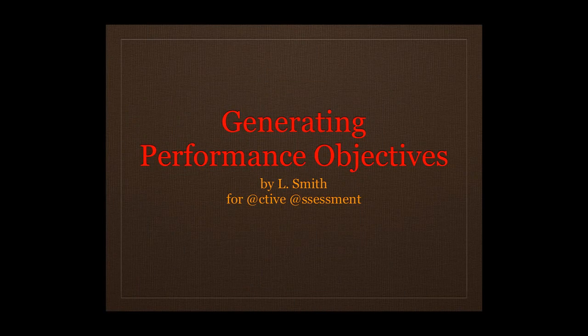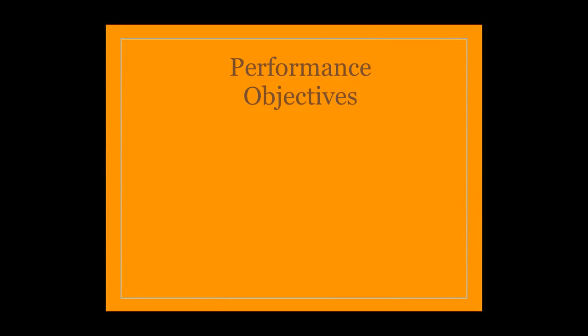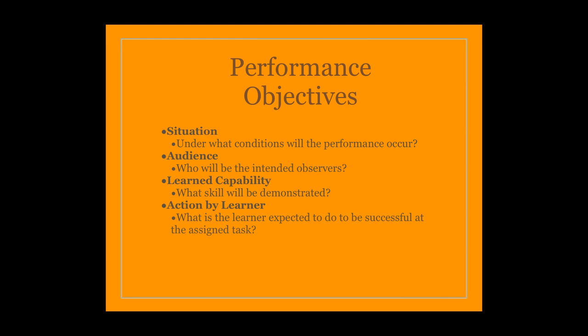This little demonstration is going to show you how to generate performance objectives when you're using the standards from a standards-based performance assessment. To get started, what you want to do first of all is have the performance objectives chosen, and we've already got those from previous lessons here. But every performance objective is very similar to a learning objective, and it's going to have a situation, an audience, learned capability, action by learner, and condition.